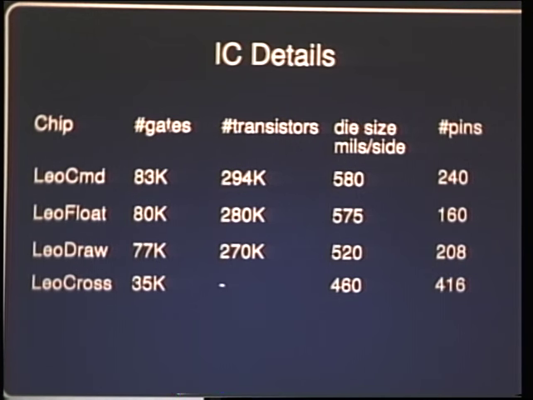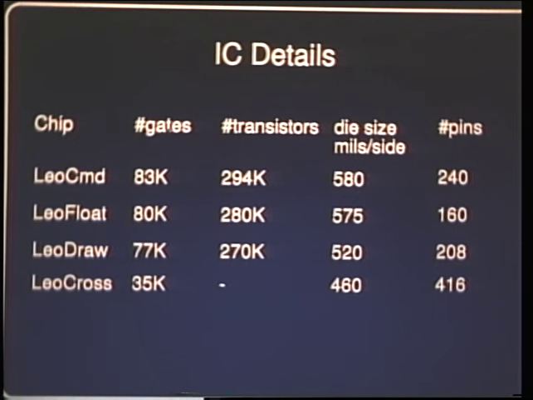A few comments on the individual IC details. Our goal was to keep most of the chips under 100,000 gates, and as you can see, we succeeded, most of them around 80,000 gates. And the number of transistors is roughly 300,000 per chip.